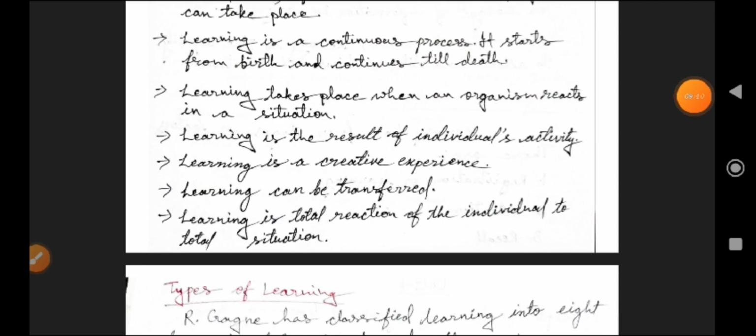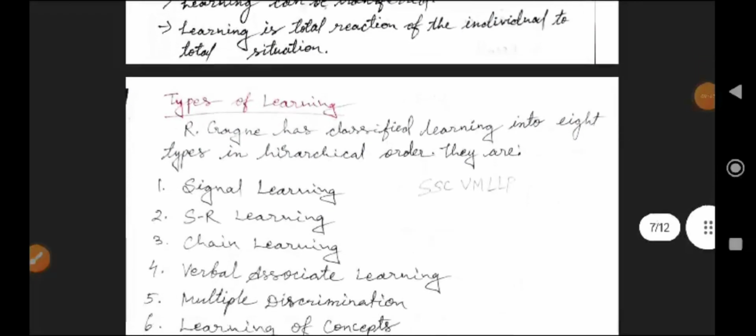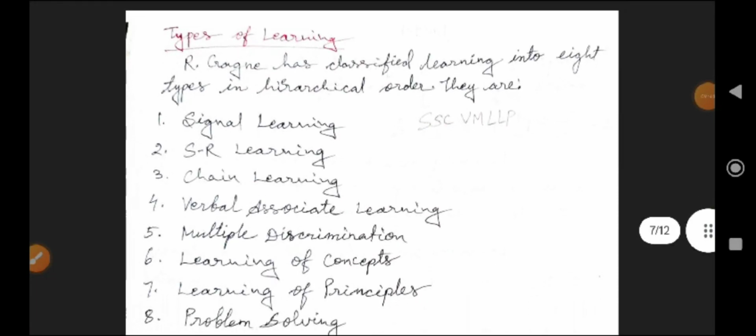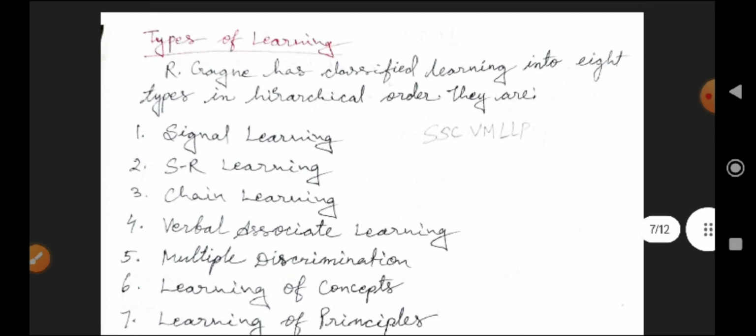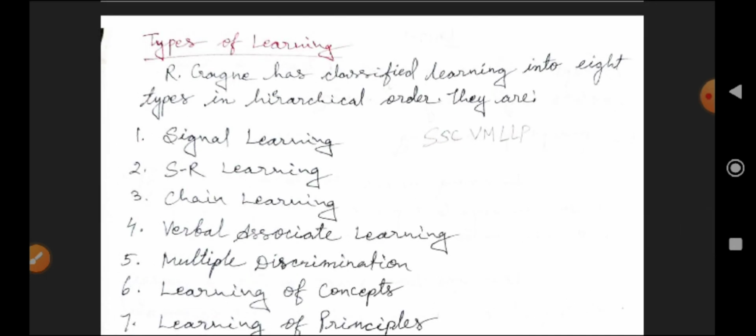And now friends, we will discuss the types of learning. So friends, there are many types of learning. We have seen this in school also. Your learning style is different, my learning style is different, other people's learning styles are different. Okay, so we will see now. So what are the types of learning?